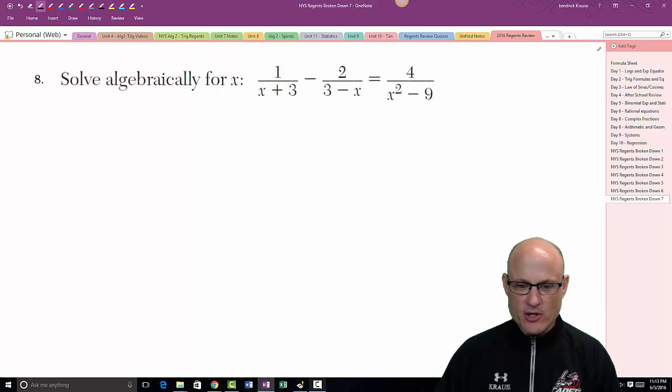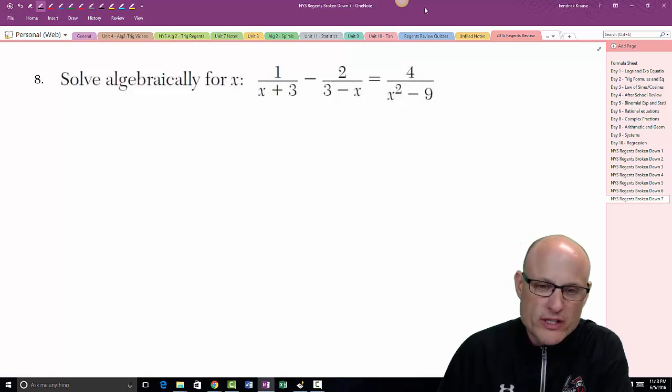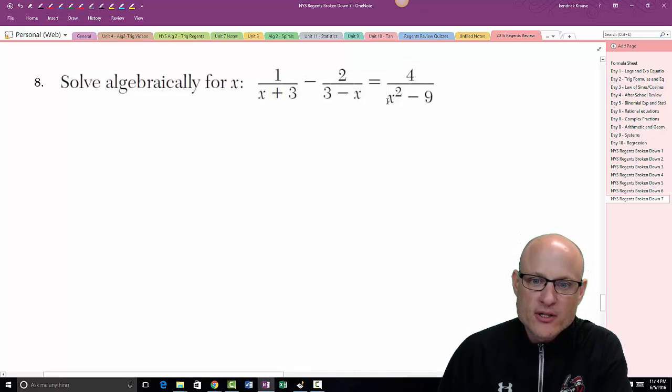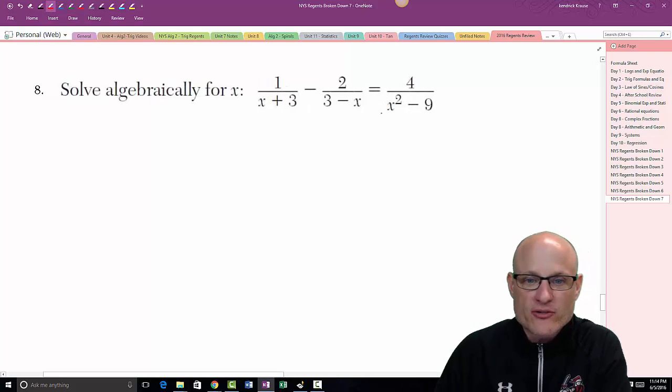Actually, this one doesn't belong on the quadratic sheet, so this one we'll go through quickly, but it is a really difficult question. It turns out to be a linear problem at the end, but it is a difficult question. So the first thing I'm going to do is get rid of this minus right here. I'm going to put it right here and make this a plus.